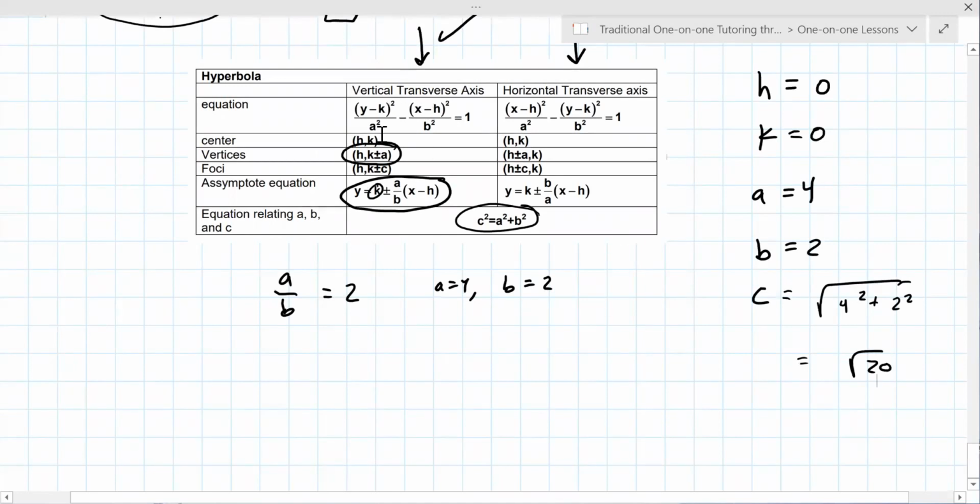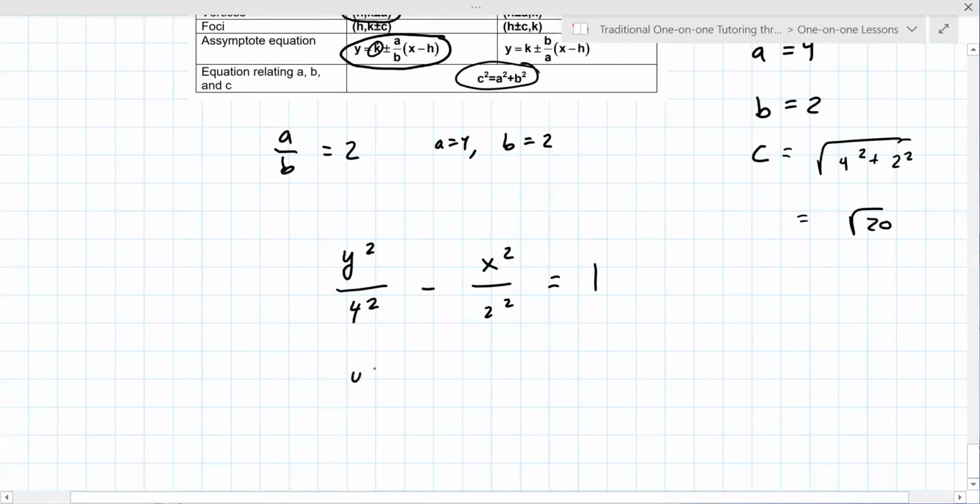And then you can write your equation. So your equation is y squared over a squared minus x squared over 2 squared equals 1. Actually, you don't even need c to write the equation. You may, I mean, WebAssign should take this, but you could also make it like this.